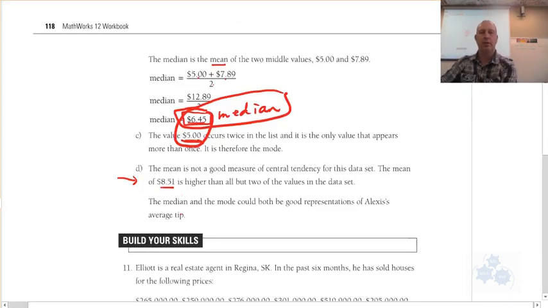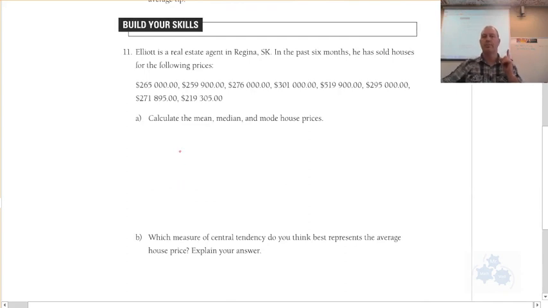Okay. So build your skills. Let's do one together, and then you can have some time to finish the rest. So Elliot is a real estate agent in Regina. Past 6 months, he has sold houses for the following prices. Okay. So here's the list.